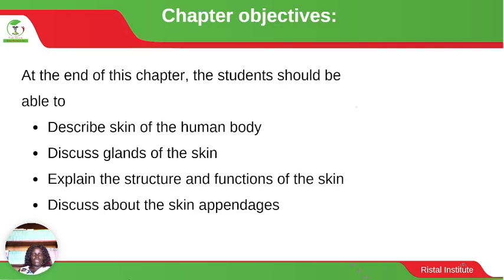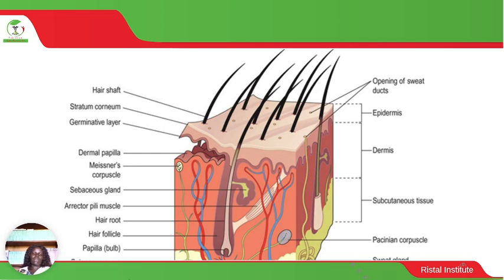So let us look at the chapter objectives. At the end of this chapter, the students must be able to describe the skin of the human body, discuss glands of the skin, explain the structure and the functions of the skin, and discuss the skin appendages. So right there we have a pictorial which shows us the skin and the different layers, and in it also germinates the hair, and right there we have the hair shaft. So you can look at it closely to see those structures and understand them.